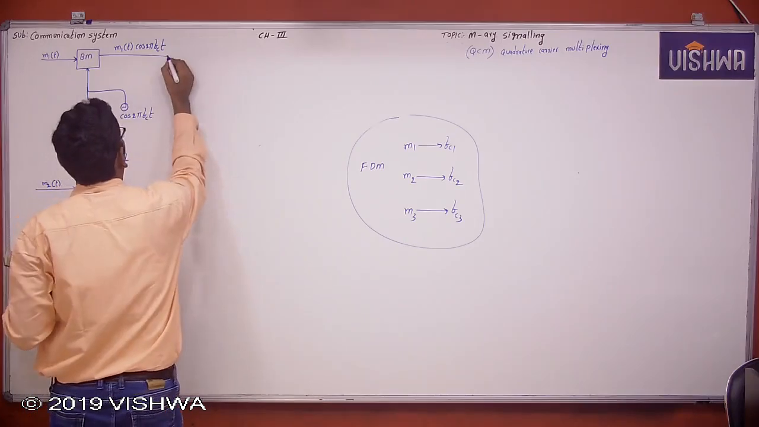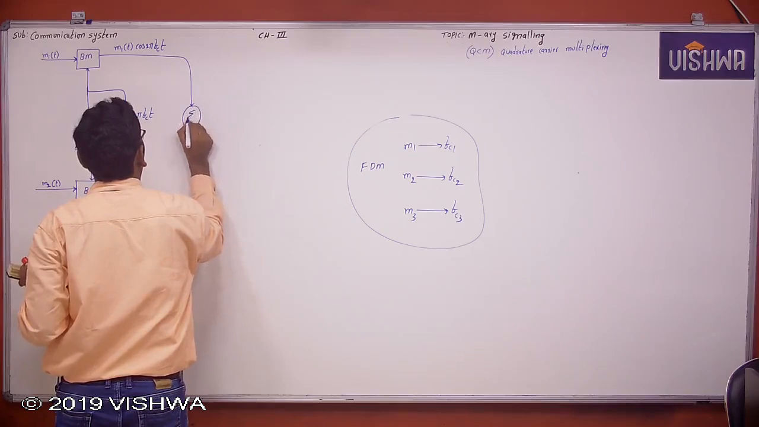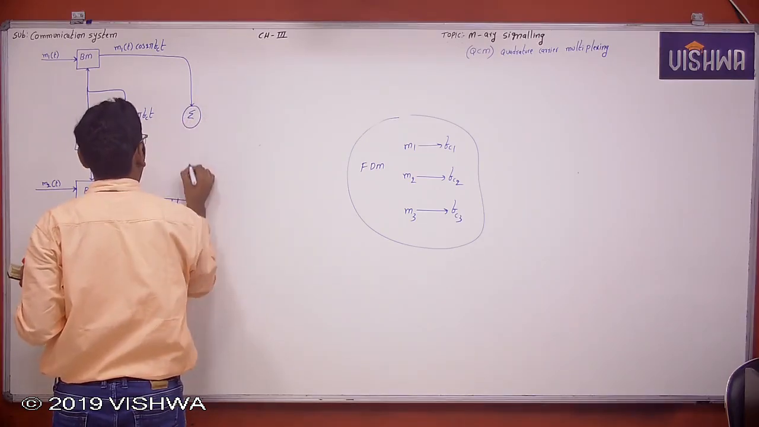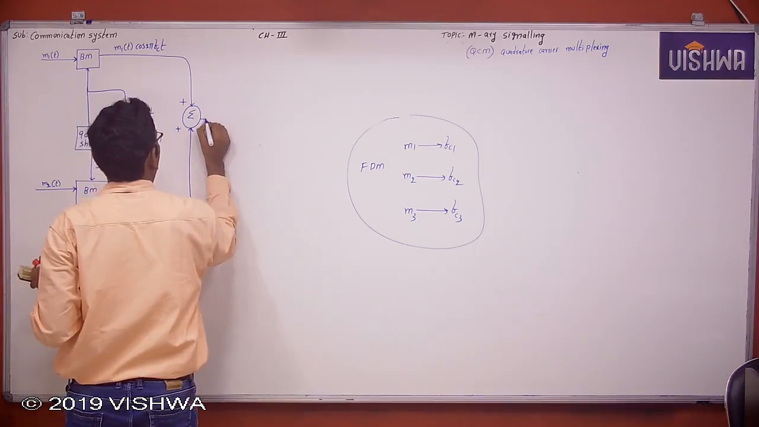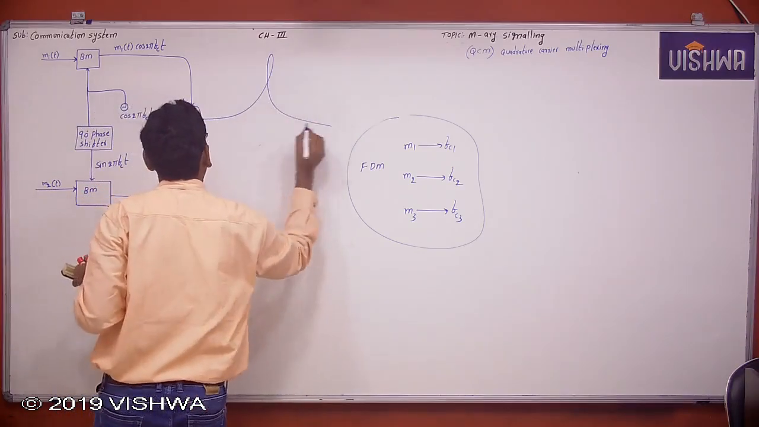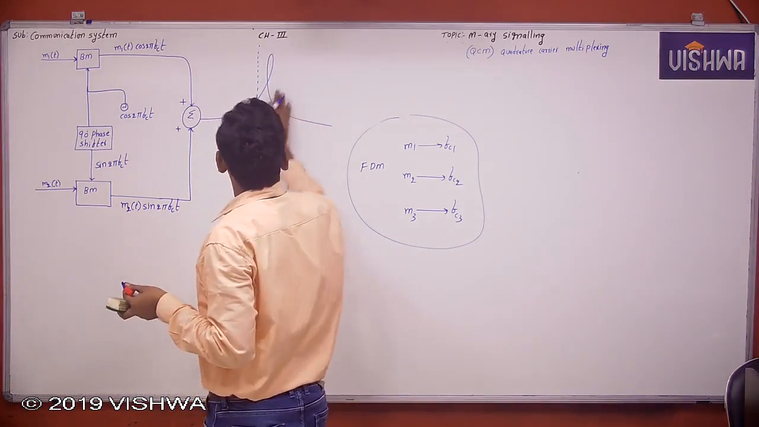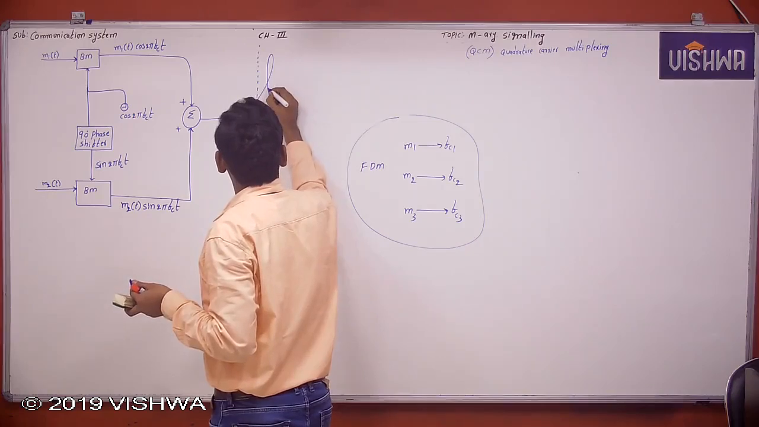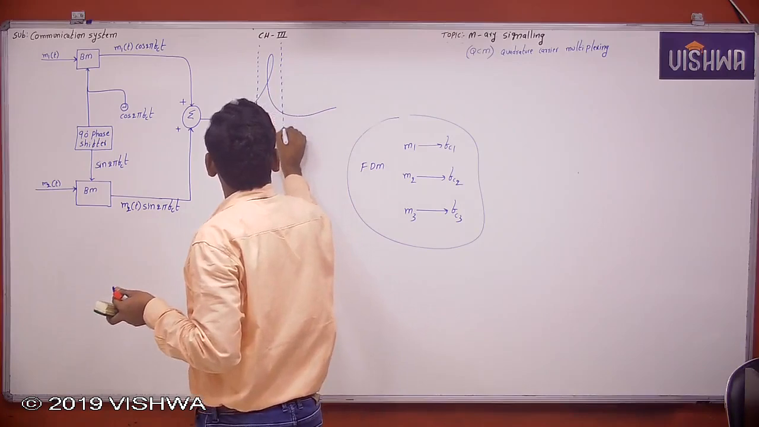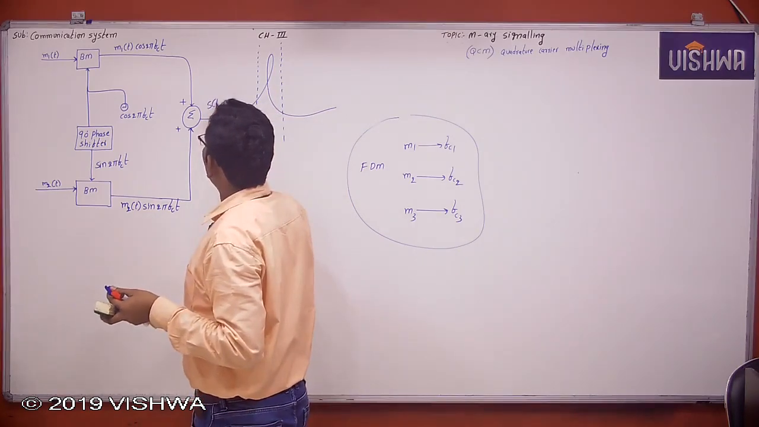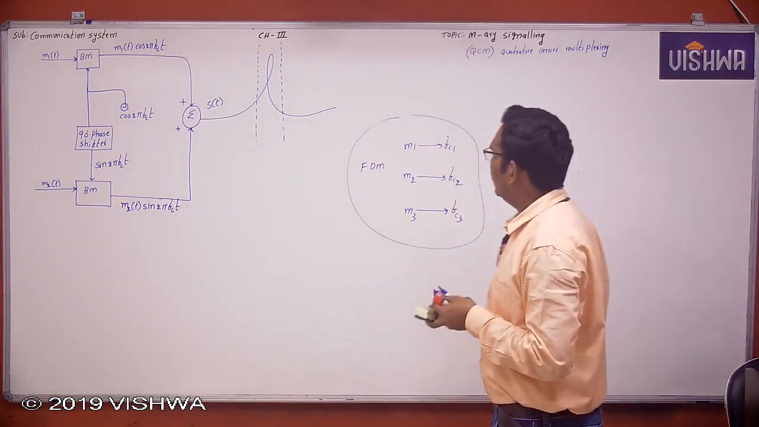Now these are the two signals which are multiplexed with the same carrier frequency. Now it is transmitted through a single channel. Now this is the modulated signal, the multiplexed signal. We call it a multiplexed signal.